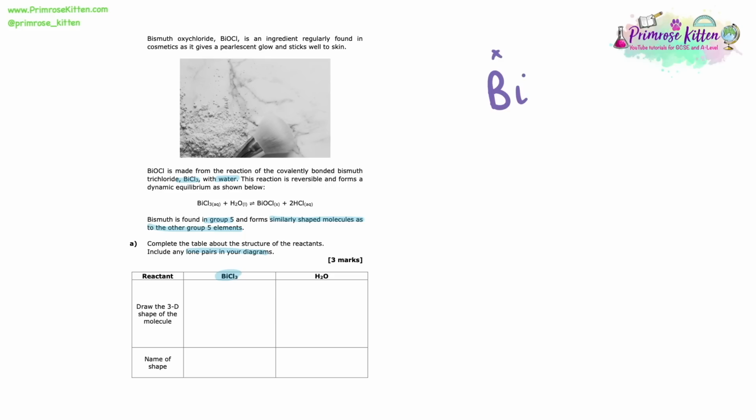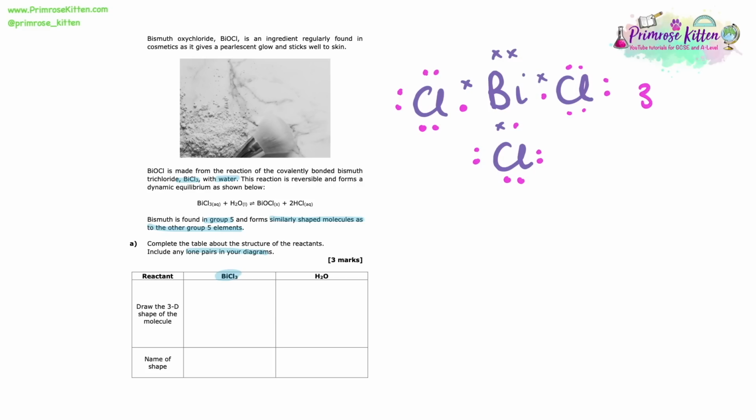So the way that I like to do this is to start off by just doing a dot and cross diagram really quickly for each of these. So bismuth chloride, I know it has 5 electrons and it's bonded to 3 chlorines. That means that when I draw this structure, I'm going to see that I have 3 bonded pairs with the bismuth and 1 lone pair. Now, I've learned, and you need to as well, that when we have this combination of 3 bonded pairs and 1 lone pair, we have a trigonal pyramidal shape.